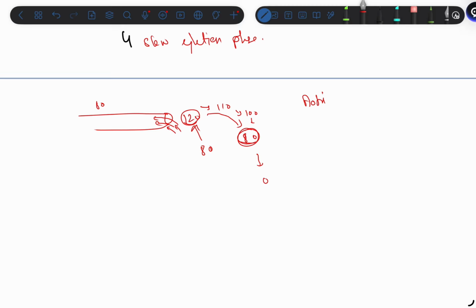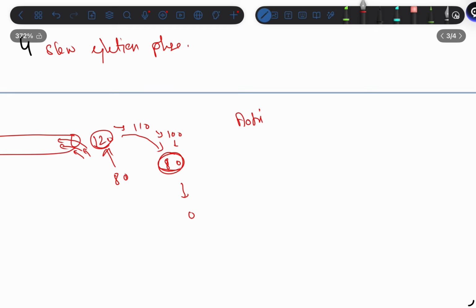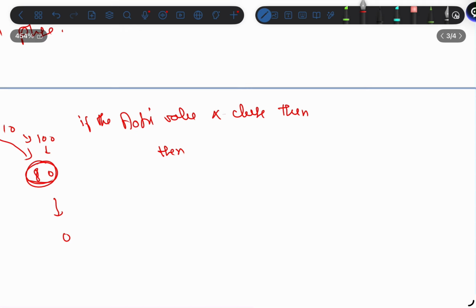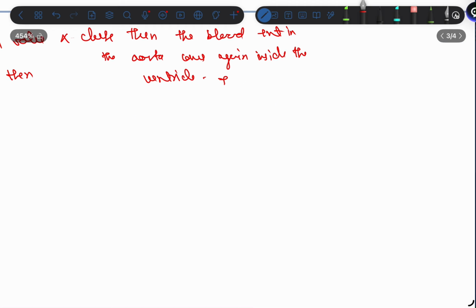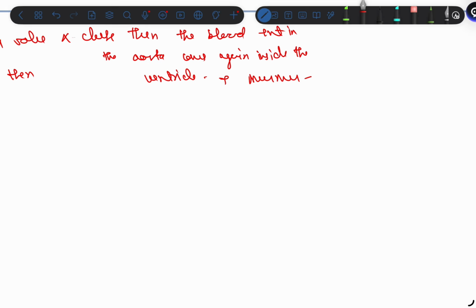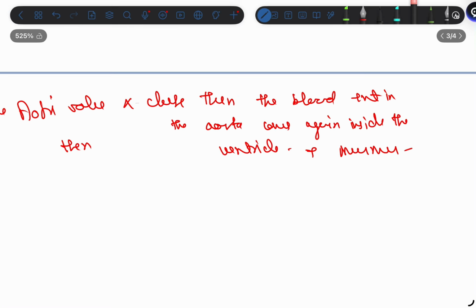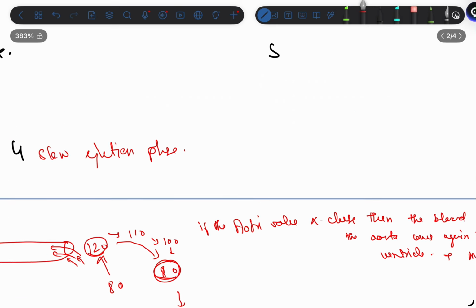the aortic valve closes. Okay, because if the aortic valve did not close, then the blood present in the aorta would come again inside the ventricles, and it makes murmurs and other pathological sounds. So the fourth phase is the slow ejection phase.